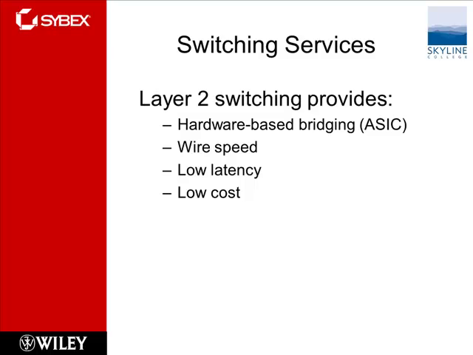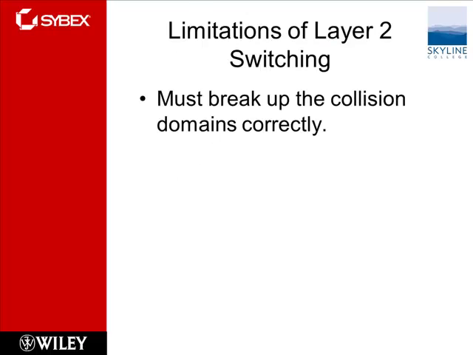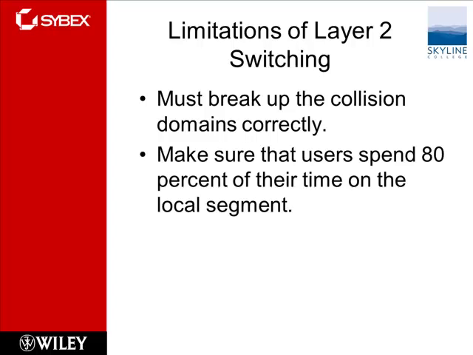A layer 3 switch is a router, kind of. I don't like to call it a router. It does packet forwarding based on IP address. A layer 2 switch does packet forwarding based on hardware address. Layer 2 switches break up the collision domains correctly.